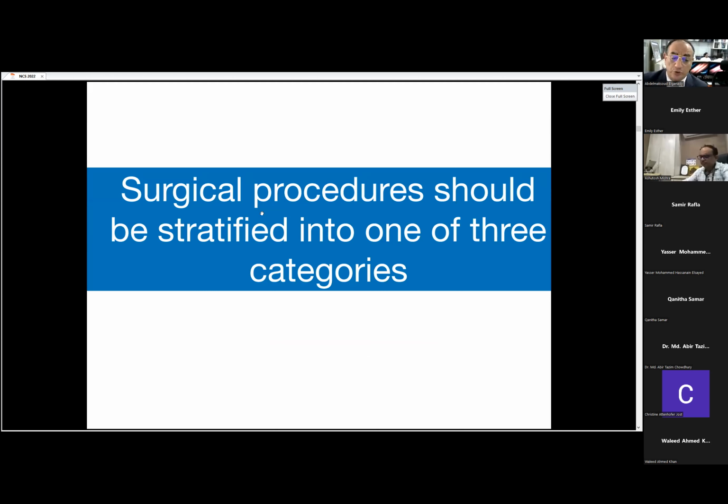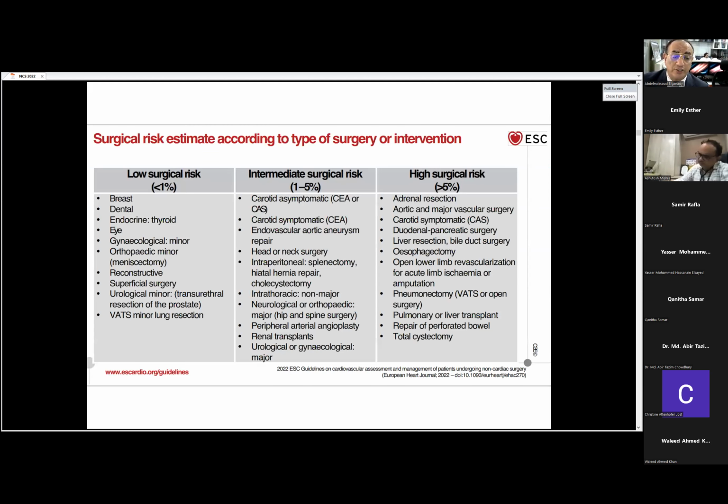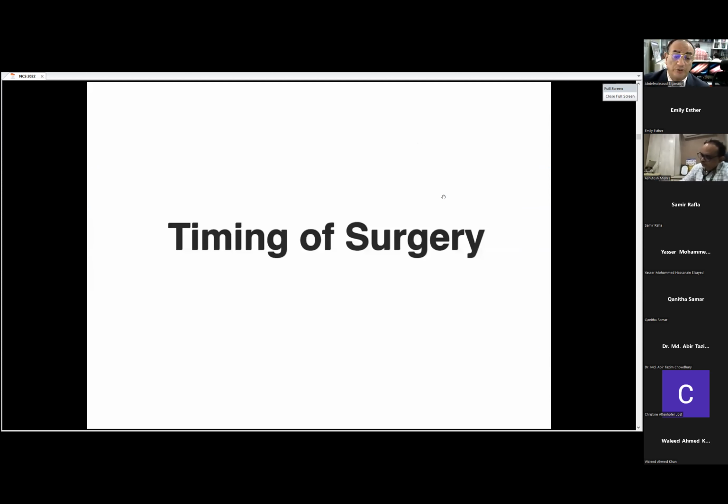Surgical procedure risk should be stratified into one of 3 categories: low-risk surgical procedure, intermediate-risk surgical procedure, and high-risk surgical procedure. In a low-risk surgical procedure, the 30-day cardiovascular outcome, including mortality, should be less than 1%, intermediate risk 1 to 5%, and high surgical risk procedure more than 5%. And you have to remember this risk is related to the surgery, not related to the patient.